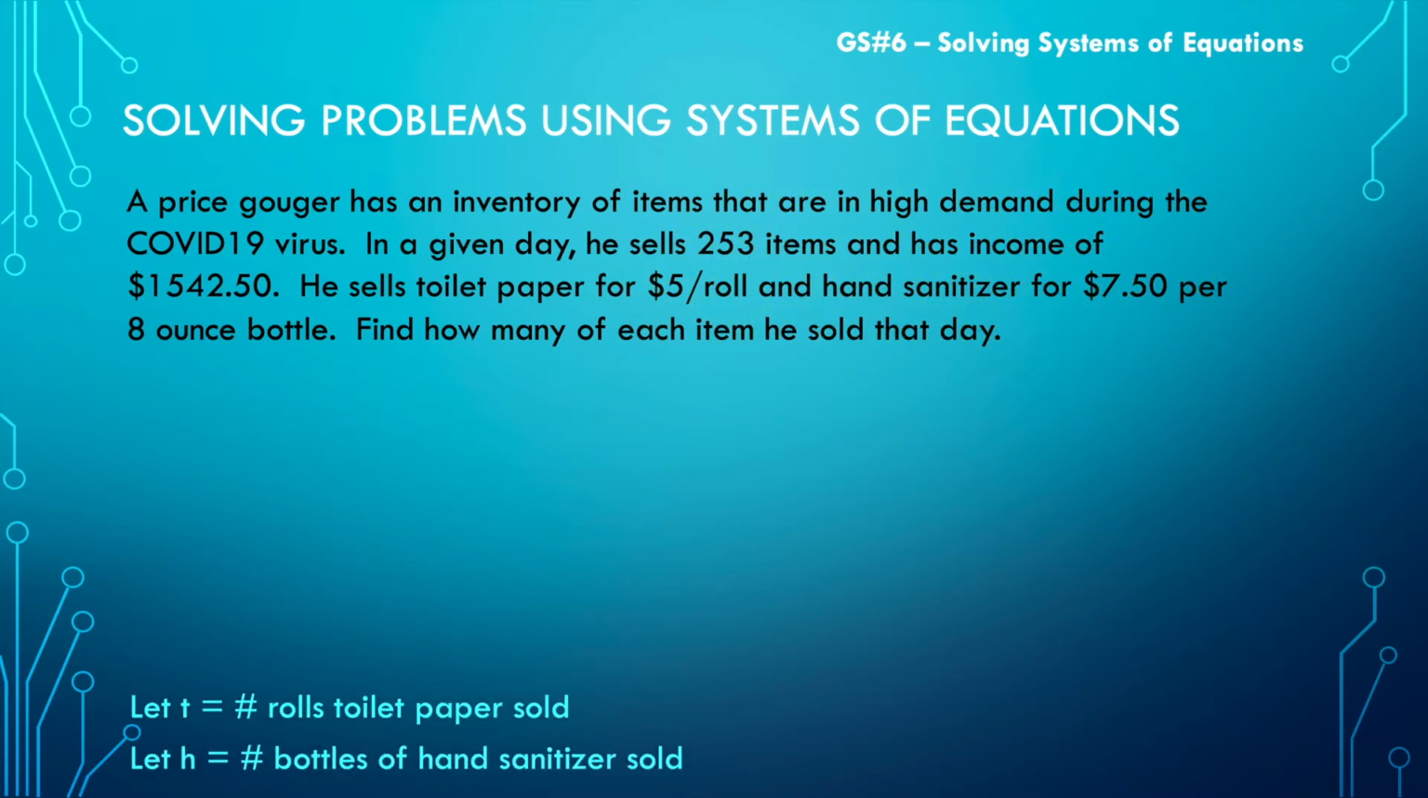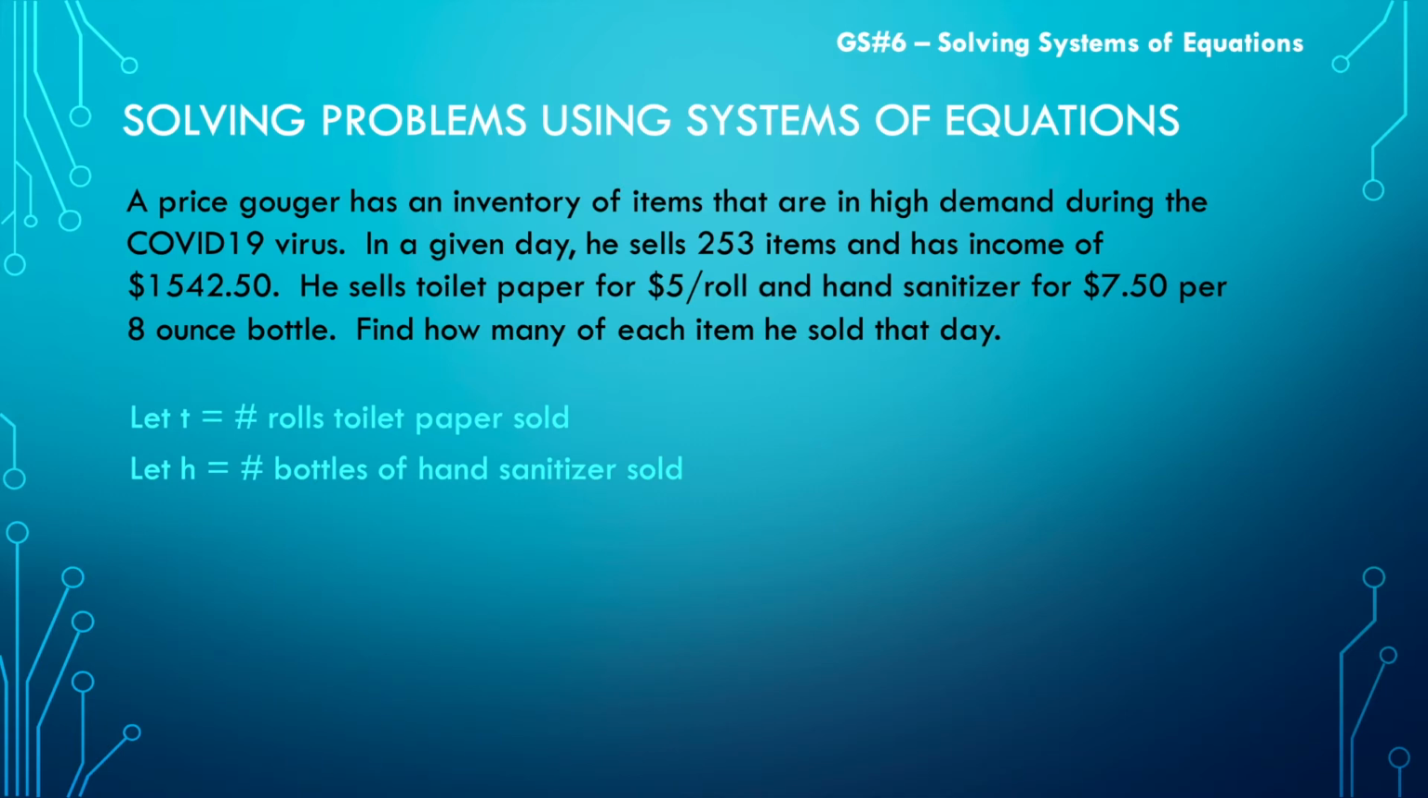So we're going to say, all right, we're going to let T equal the number of rolls of toilet paper sold, and let H equal the number of bottles of hand sanitizer sold. All right, so I've defined variables. Now you can use X and Y if you like. I like to use things that kind of represent what they're standing for. So now look at the information within the problem.